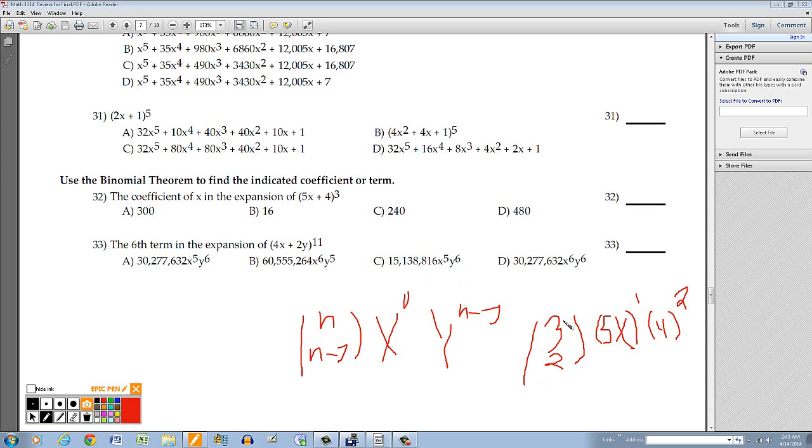Now this is combinations right here. 3 select 2, you can use your calculator. This will be 3. And then this will be 4 to the second is 16 times 5. That's going to be 80. And then 3 times that will give me 240x. So if they ask you for the term, it is 240x. They only want the coefficient, so the answer is 240. There you have it. Let me clear this.